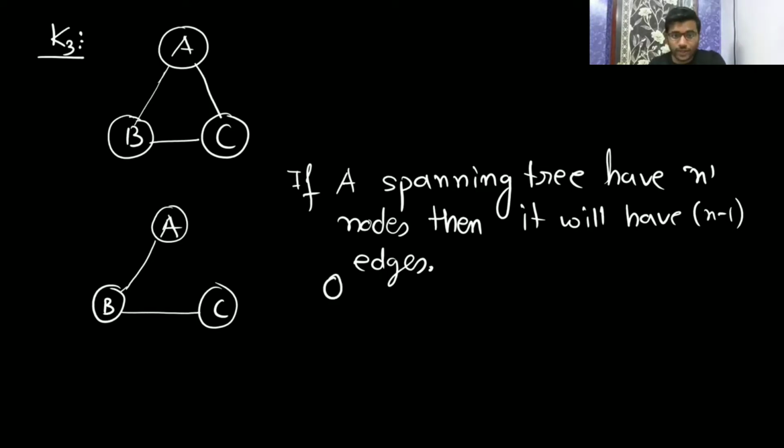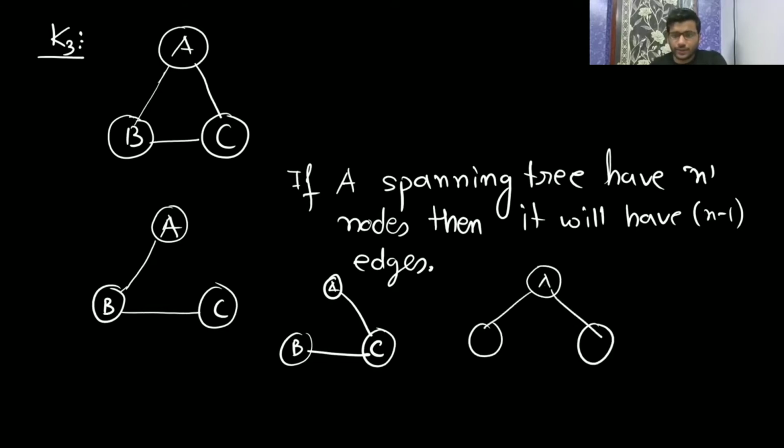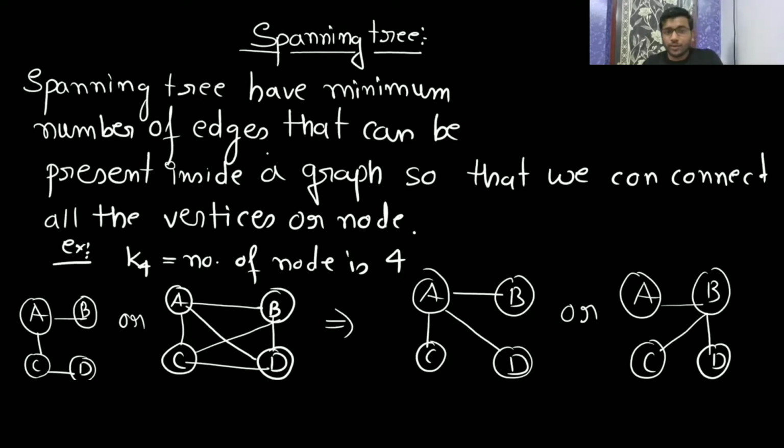In this way you can get one spanning tree, and another spanning tree like this. So you are getting three spanning trees for this complete graph K3. A spanning tree is a subgraph with the minimum number of edges. If you have n nodes, you will have n minus 1 edges in such a way that you can connect every vertex. Spanning tree has the minimum number of edges that can be present inside a graph so that we can connect all the vertices.